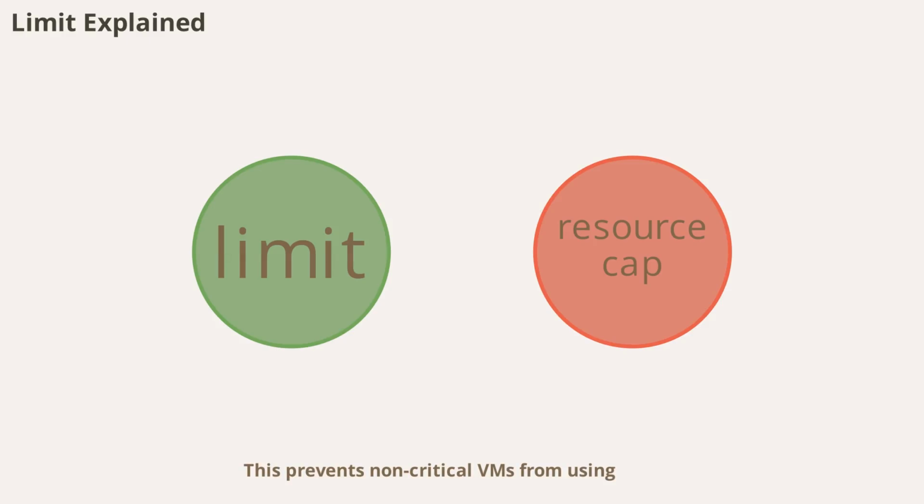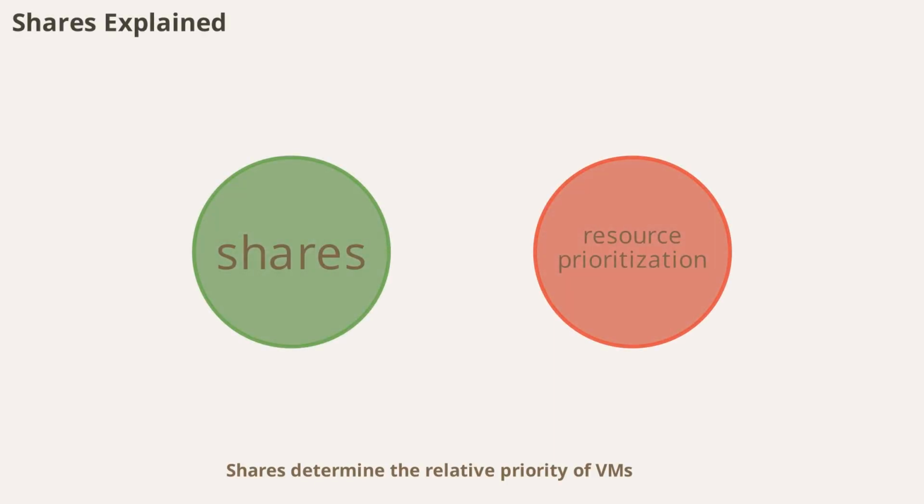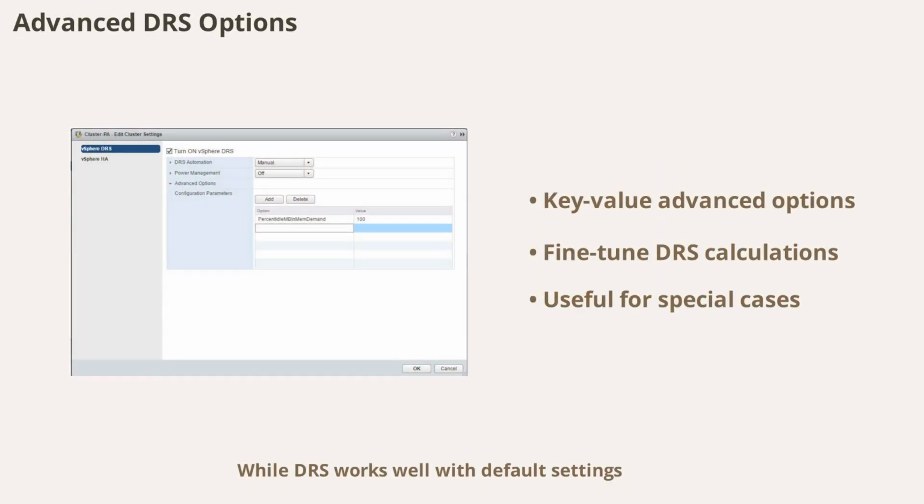This prevents non-critical VMs from using excessive resources and potentially starving other workloads. Limits are useful when you want to contain resource usage for specific VMs, especially in shared environments. Shares determine the relative priority of VMs or resource pools when resources are scarce. By assigning more shares to critical VMs, you ensure they receive a larger portion of available resources during contention. Shares only come into play when there isn't enough to go around, making them a flexible way to prioritize workloads without overprovisioning.